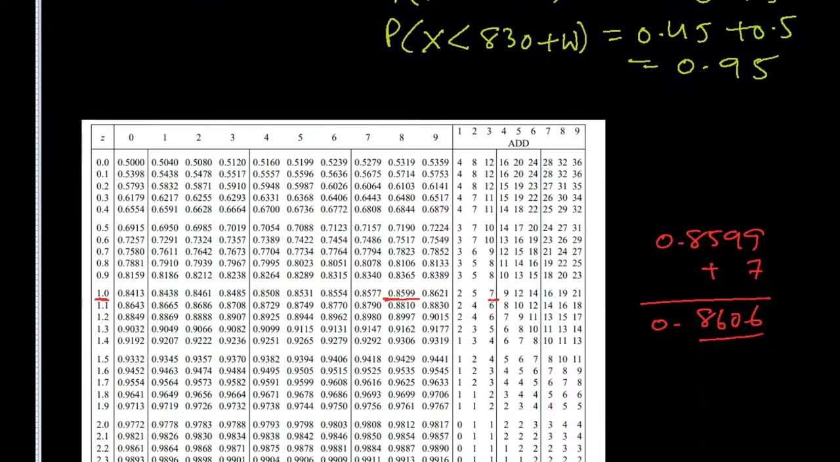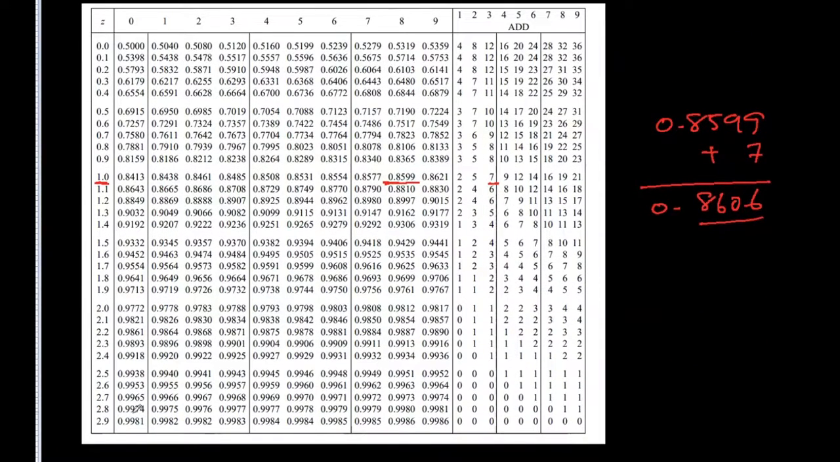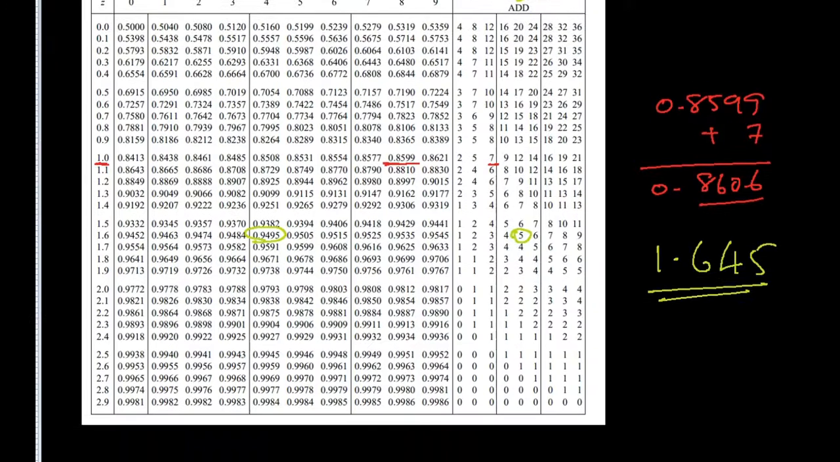0.95. Let's go, where is 0.95 probability there? This is 0.9495. If you look here, 0.9495, I want 5 more. This is 5 more. That will make it 95%. So it becomes 1.645 Z score.